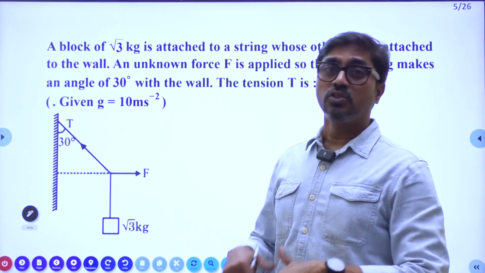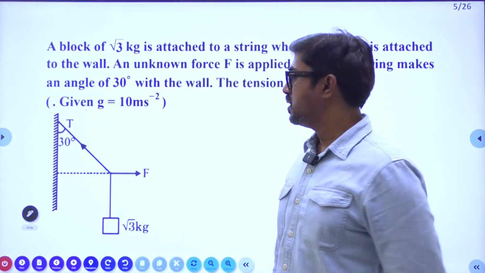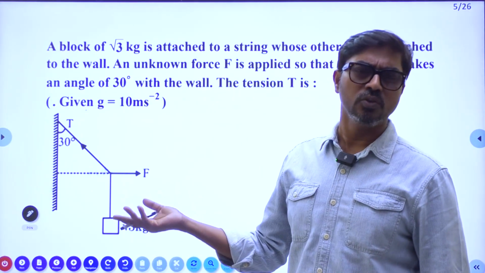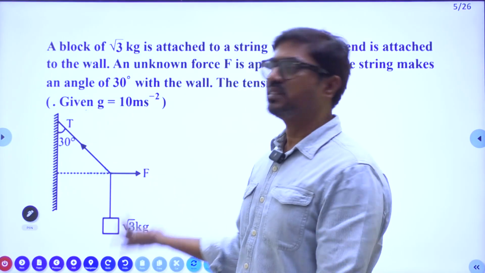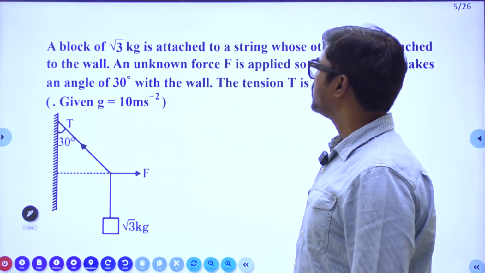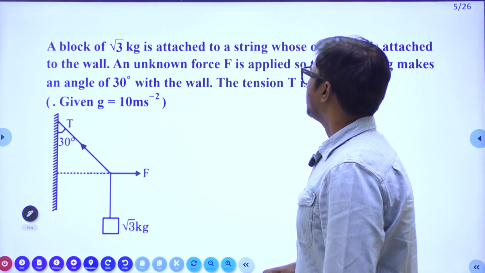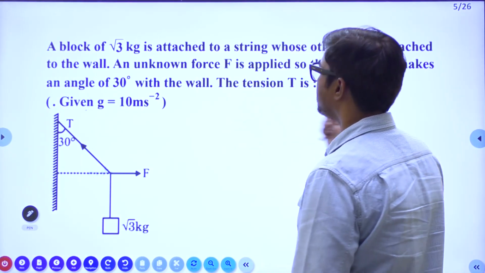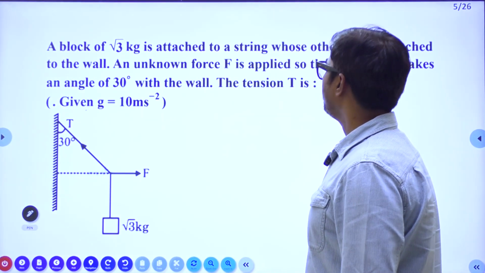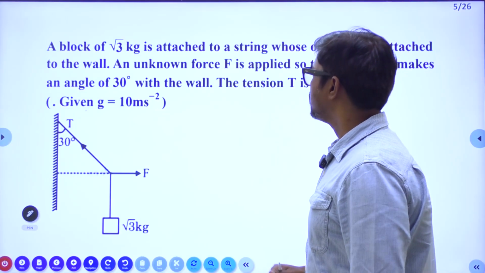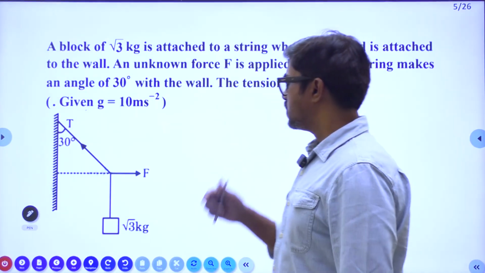Now I would like to use resolving. Earlier I have used Lami's theorem, but I feel that it will be much easier to solve using resolving because angles are simpler. Resolving becomes very easy. So let's look at it. A block of mass root 3 kg is attached to a string whose other end is attached to the wall. An unknown force F is applied so that the string makes an angle 30 degrees with the wall. Then the tension is.